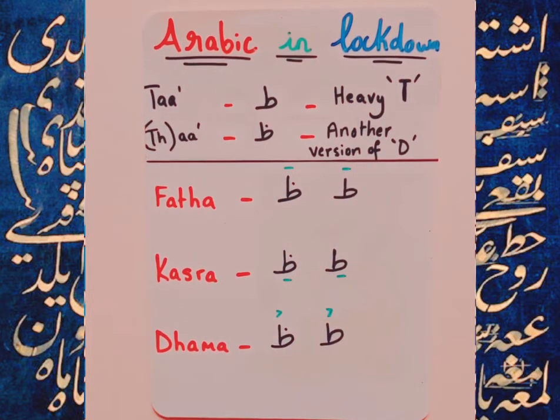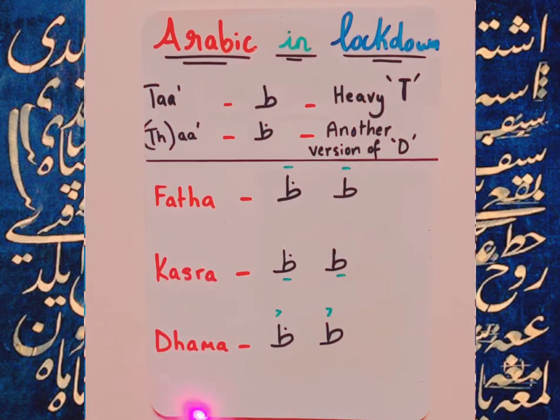So now we move on to the little tables we look at as a summary for our lesson, and in those tables I shall include the fathatain, kasratain, and dhammatain.